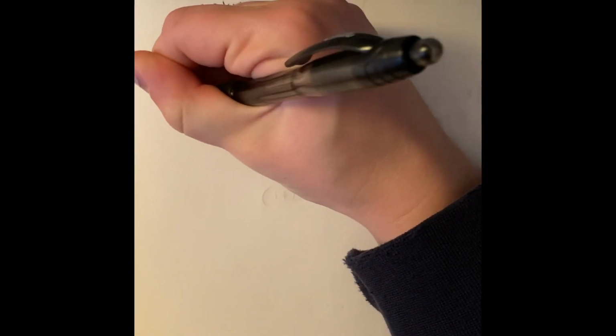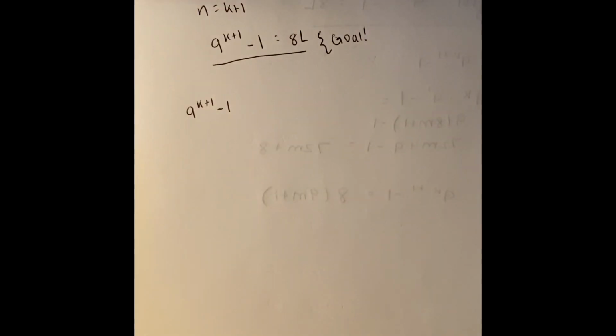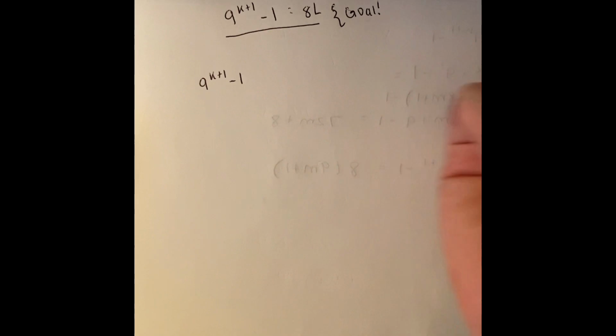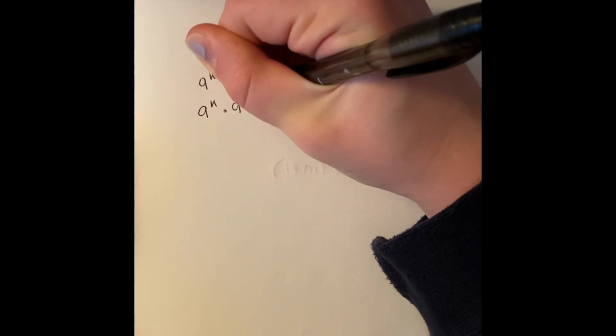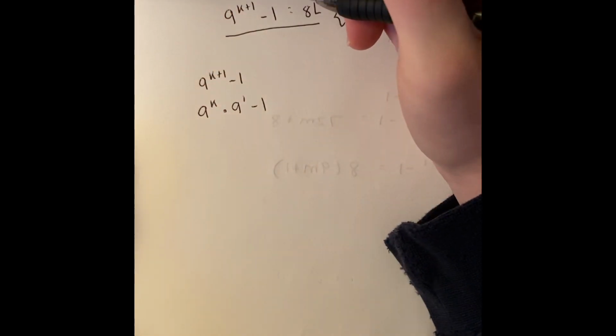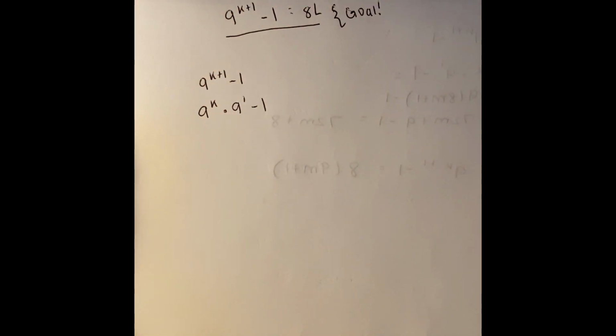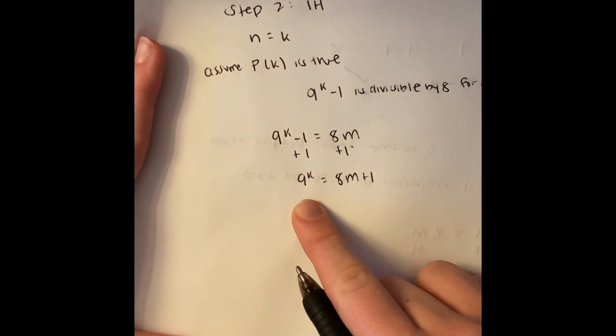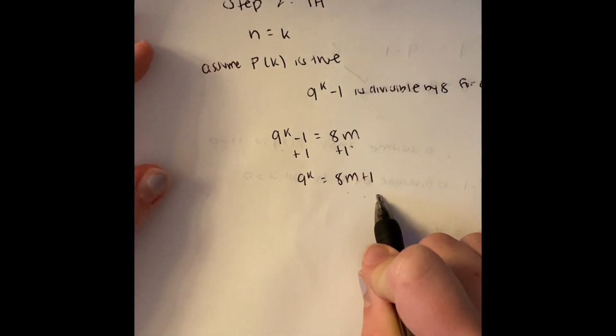We're going to take our expression here, 9 to the k plus 1 minus 1, and the first step we're going to do is just expand it using basic algebra. So all we're going to have is 9 to the k times 9 to the 1 minus 1. And that's just some basic algebra. Now for our next step, we're going to want to refer back to our inductive hypothesis, where we said 9 to the k is equal to 8m plus 1.